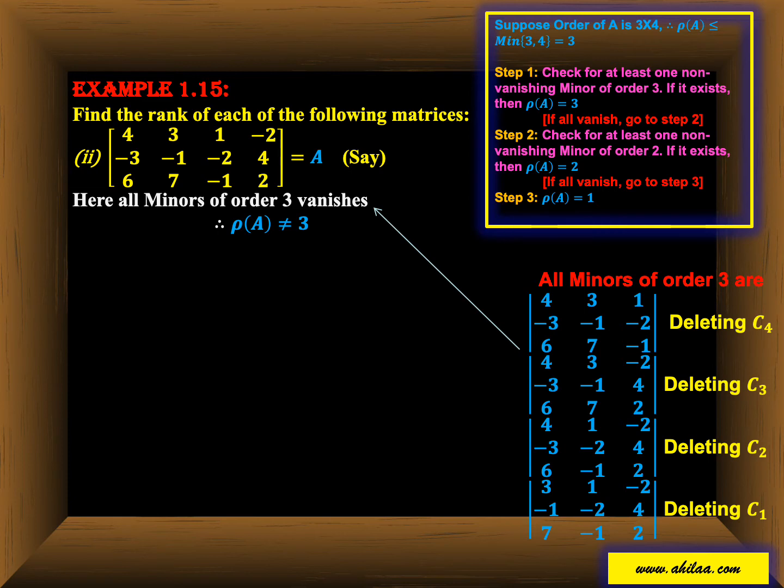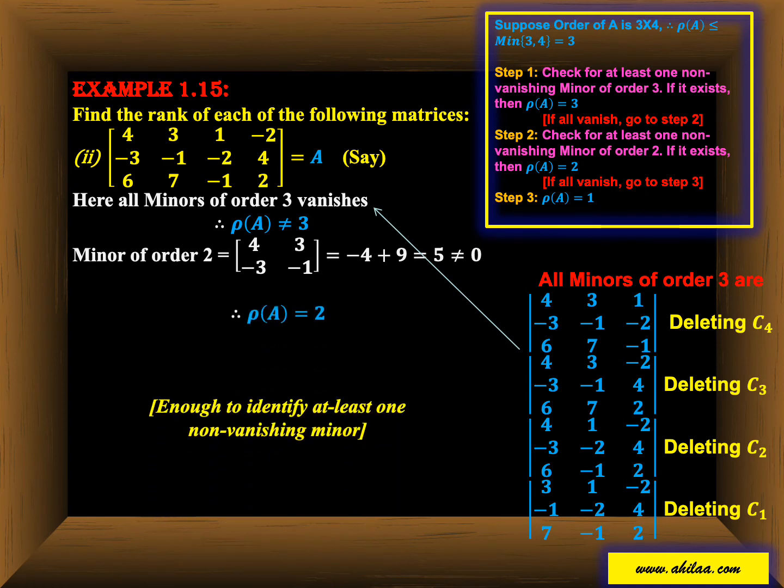Then we move to step 2. We need to check for at least one non-vanishing minor of order 2. When we see here, the first 2 by 2 minor itself is non-vanishing. See, minor of order 2, it is enough to identify at least one. So 4 3 minus 3 minus 1, the value is 5, which is not equal to 0. Therefore, rank of A equal to 2. Please remember, it is enough to identify at least one non-vanishing minor.